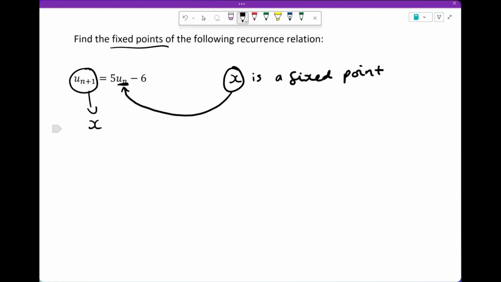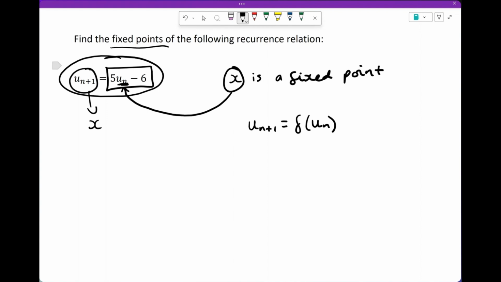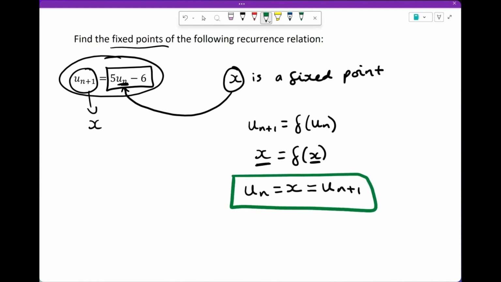So if we consider the fact that this recurrence relation can be written in function notation, we can say un plus 1 is equal to some function of un, because the right-hand side is just written in terms of un. Then your fixed point x will be such that x is equal to f of x. So if we substitute x in, our output should also be x. Therefore, at my fixed point, un will be equal to x, but also un plus 1 will be equal to x. This is the key bit of information we are going to use to actually find our fixed points.